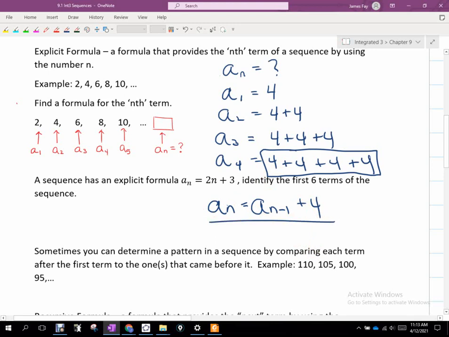Okay. When you write it this way, using the term before, we have an issue, and the issue is, let's say I want you to tell me what A sub 30 is. What does that mean that I need to know? I'm going to add 4 to something, right? But what am I going to add 4 to?